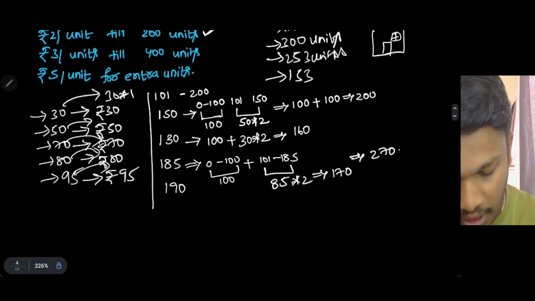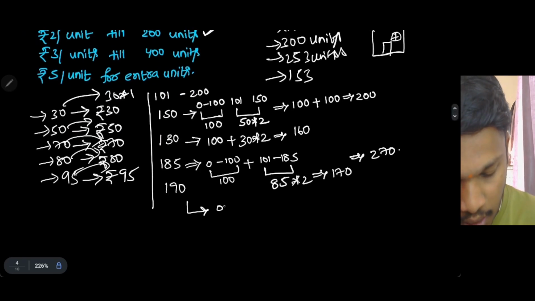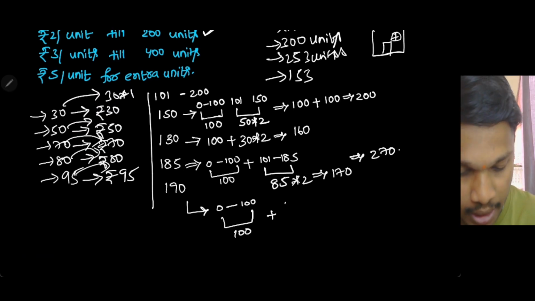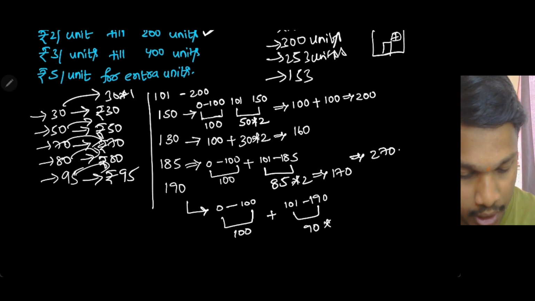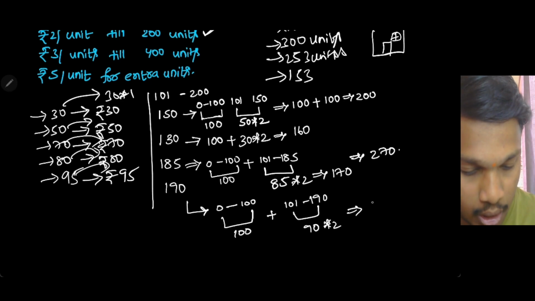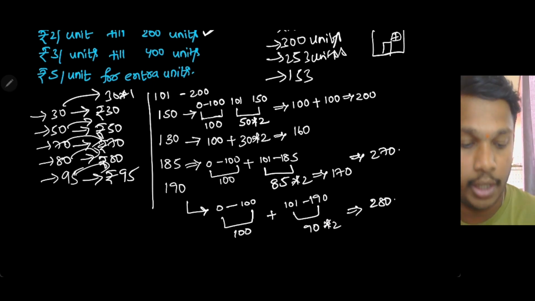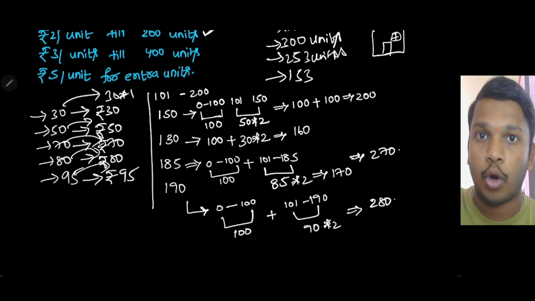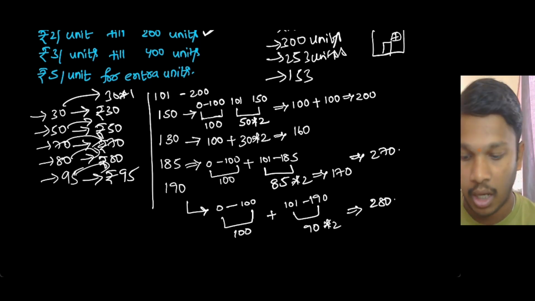For example, if it is 190, just give it a try. From 0 to 100, what will they pay? They will pay 100 rupees. Then for 101 to 190, these 90 units, they will pay 2 rupees each. Total 100 plus 180, 280 rupees. This is the bill. I hope you understand how I am doing the bill.